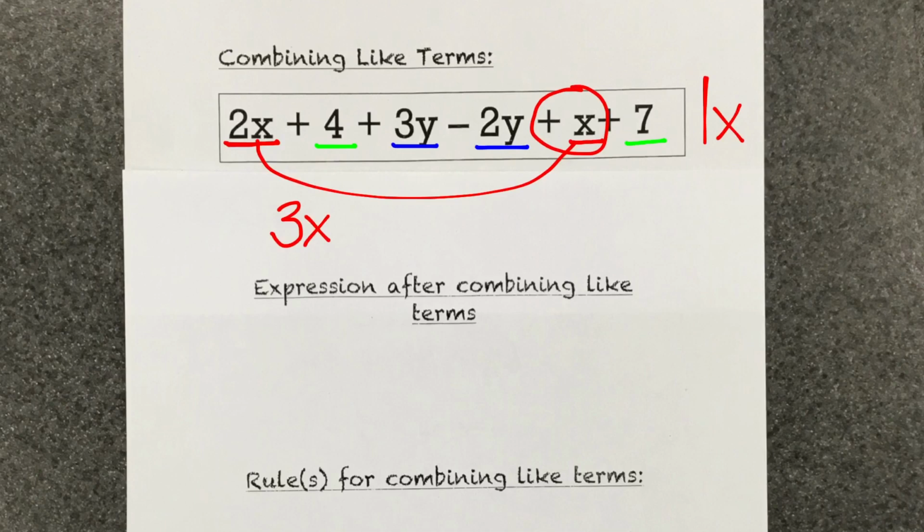Now I'm going to combine my y's. So I have a 3y. I'm going to take the second one. What's in front of the 2y? A subtract. So what's 3y minus 2y? 1y. So I'm going to say minus 1y. Okay, and then I'm going to take my constants, and I have a plus in front of the 7. So what's 4 plus 7?